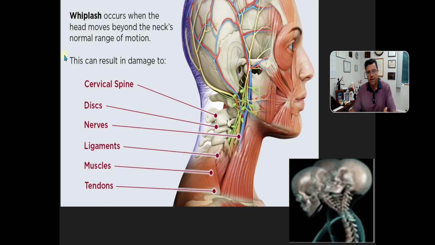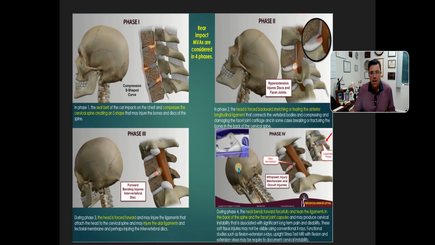could affect the cervical spine, which includes the actual vertebrae, the discs, the nerves, the ligaments, the muscles, the tendons. Everything involved is just getting stretched and moved in a way that is beyond the normal range of motion, and that causes injury. And here you can see the different phases of whiplash.